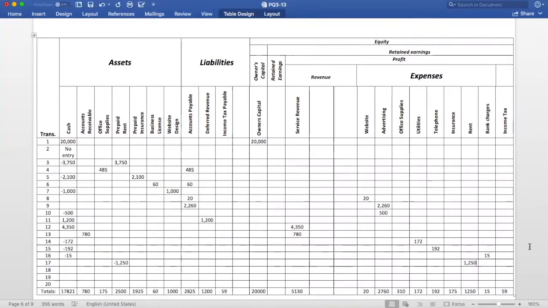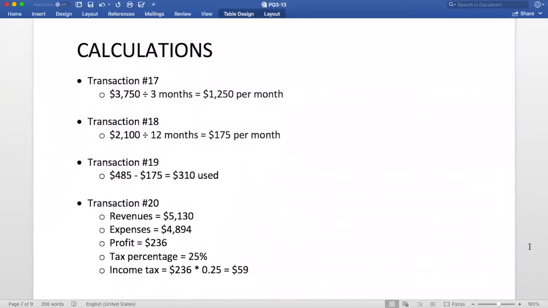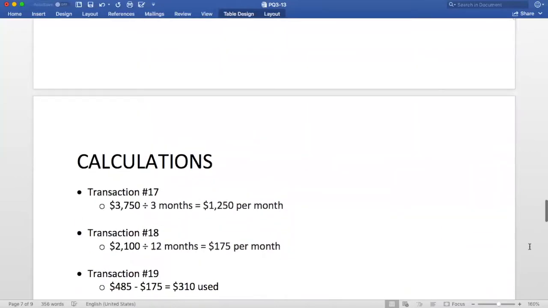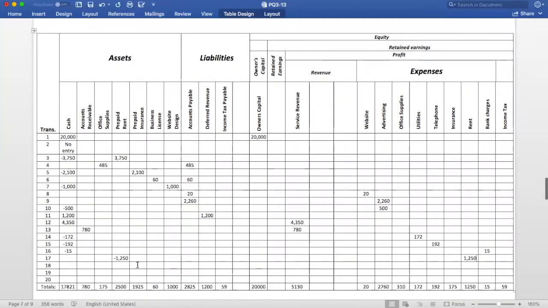Number 18, you use up 1 month of insurance coverage. This relates back to transaction number 5 above. To find the amount of 1 month's coverage, we can divide 2,100 by 12, which equals 175. Prepaid insurance will decrease by 175, and insurance expense will increase by the same amount.